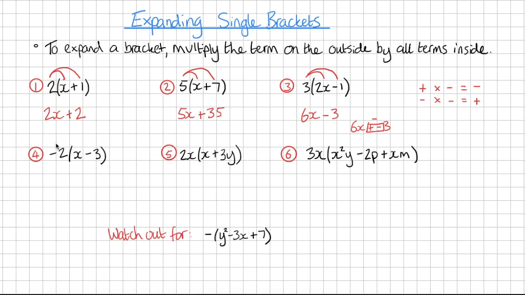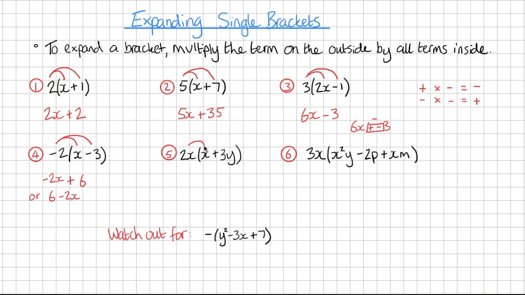Number 4, we need to do minus 2 times x, which is negative 2x. Then we've got 2 negatives being multiplied together, which is going to give us a positive 6. You can write this as 6 minus 2x, and you will see that sometimes. They mean exactly the same thing, but if you just write minus 2x plus 6, that is correct.